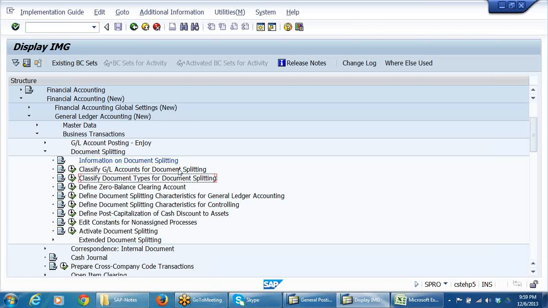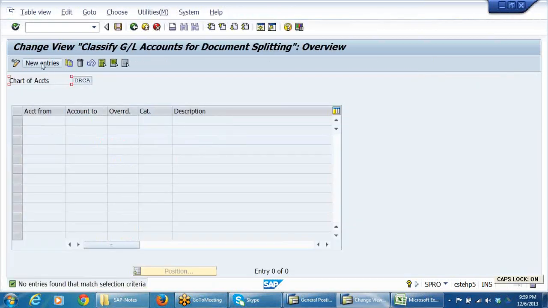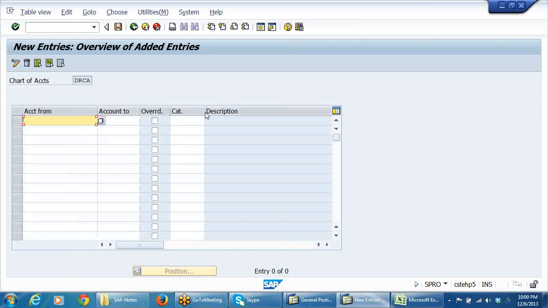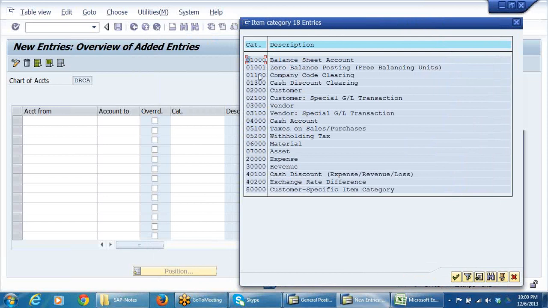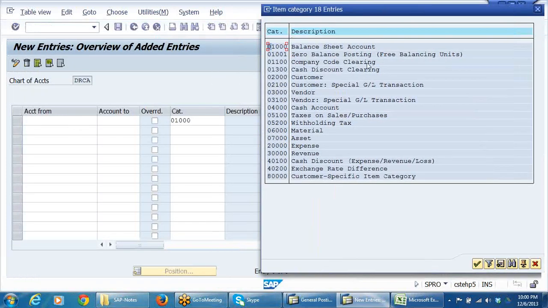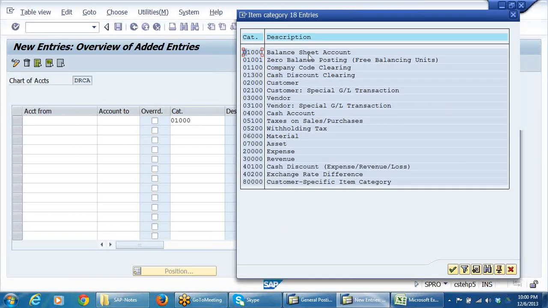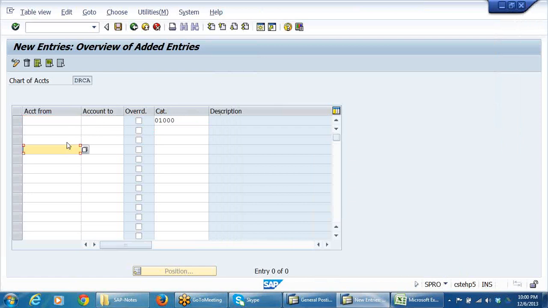Here, classify GL accounts as per the document splitting. So what are the GL accounts that you have? You have to classify the GL accounts. The standard is given. My chart of accounts is DRCA, new entries. What I can do is take all the accounts, assets and liabilities, by category. First of all, there are so many categories given. Say balance sheet account. Balance sheet account is nothing but 1000. So for the balance sheet account I can include zero balance posting, cash discount, customer, vendor, so balance sheet account.